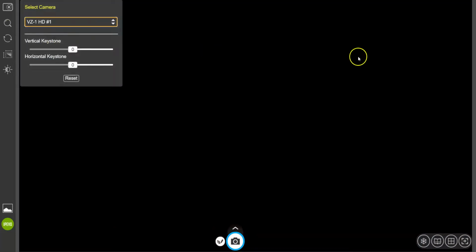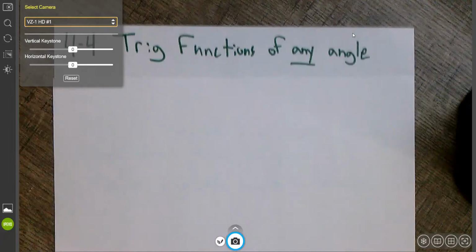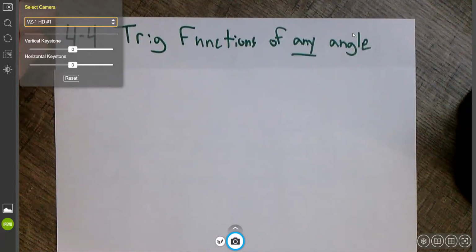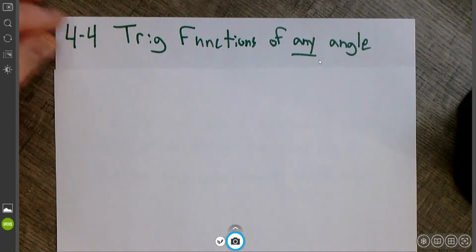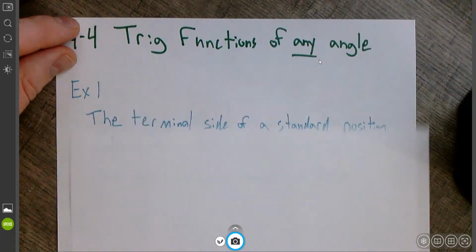So without further ado, let's take a little note. If you're a note taker, be my guest. If not, just follow along. Wrong one. Here it is. So 4-4, trig functions of any angle. I'm just going to start you off with an example problem, right? We go through the example problem. We learn how to do the example problem. We learn how to do this kind of stuff. So here's the example problem.